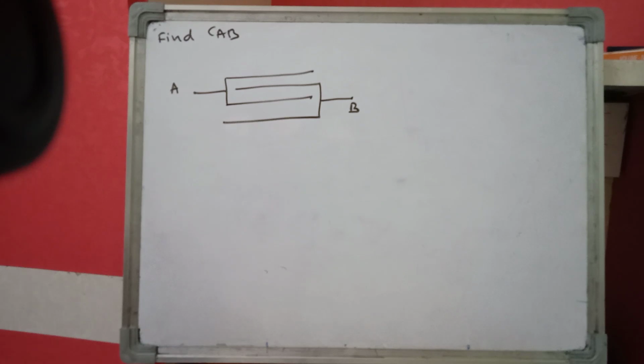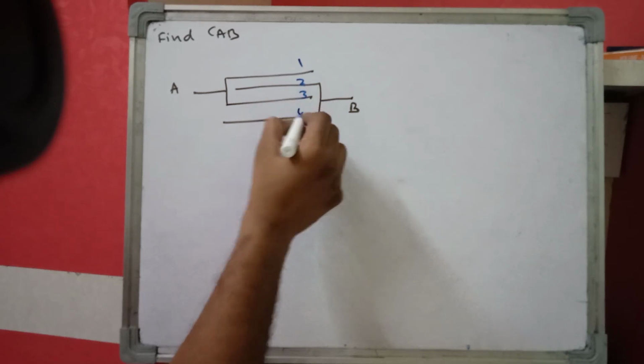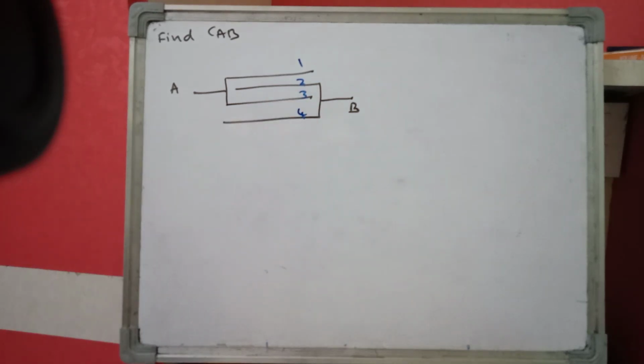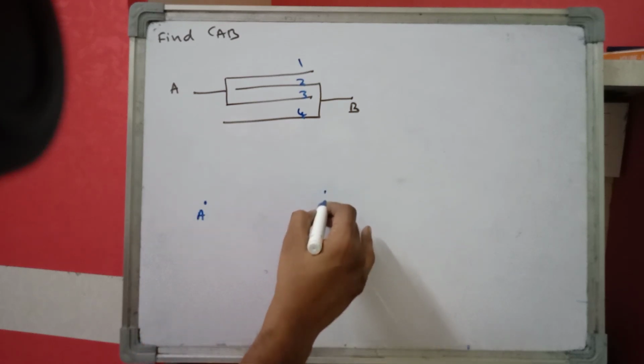So you are asked to find the effective capacitance across A and B. All plates are identical and equidistant, meaning the distance of separation between all plates is the same, and the area of all plates is the same. You are asked to find the effective capacitance. Here, how many plates do we have? 1, 2, 3, 4 plates. 4 plates we have. Say this point is A, and this point is B.